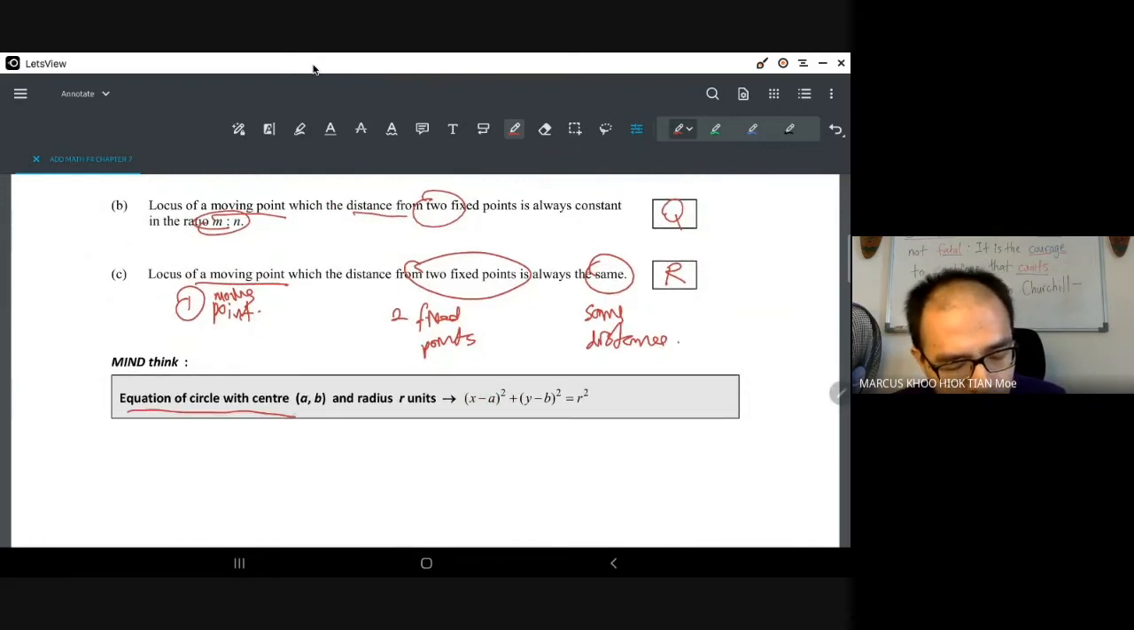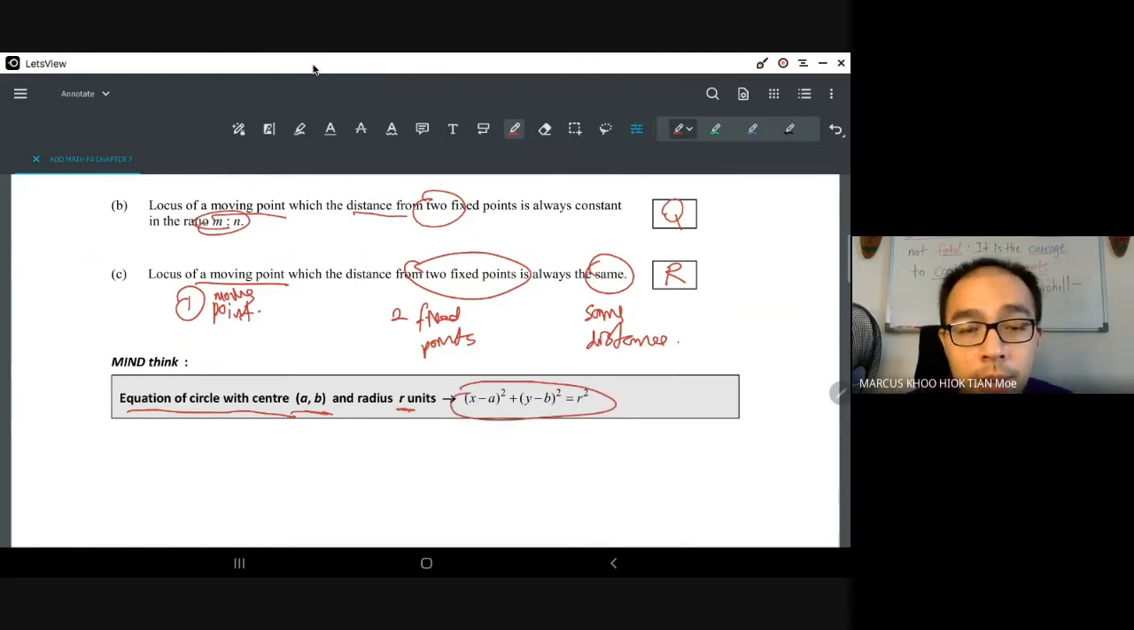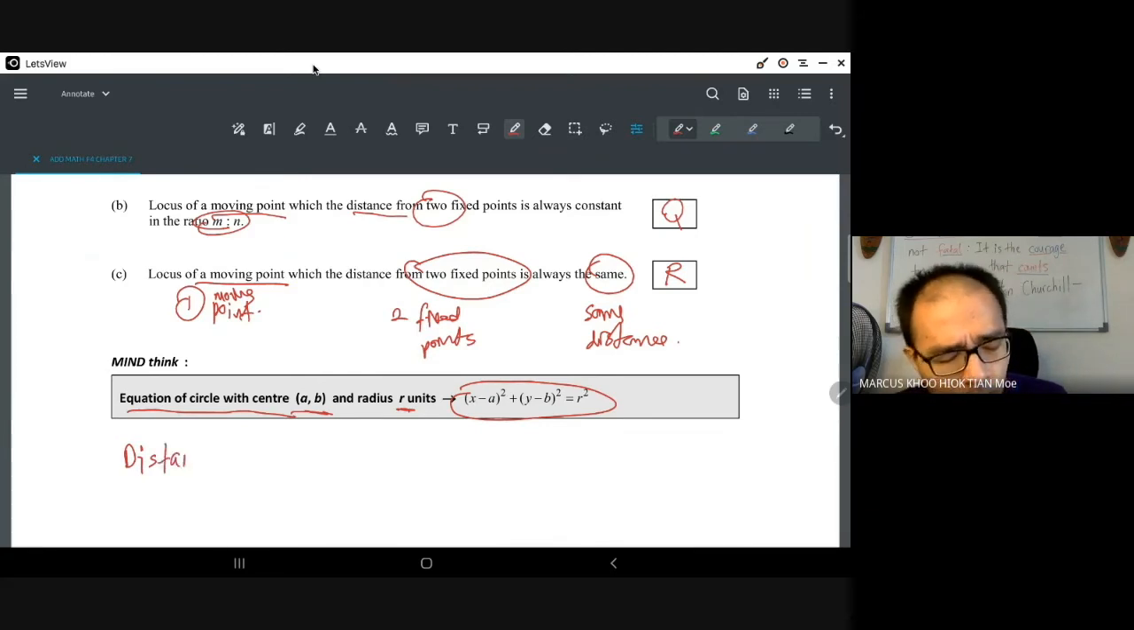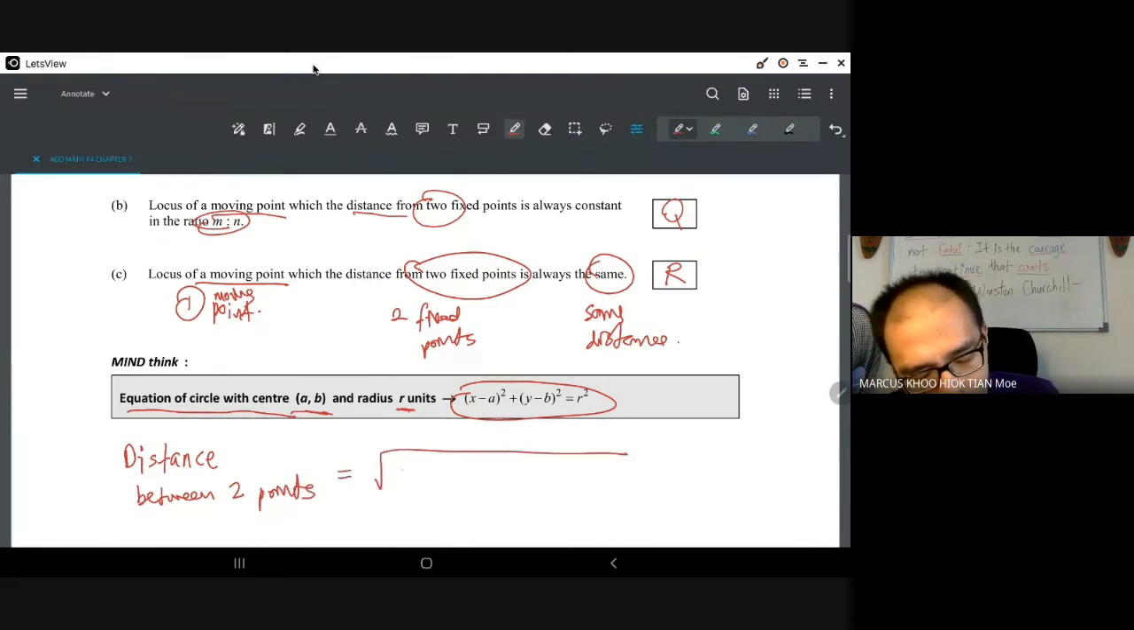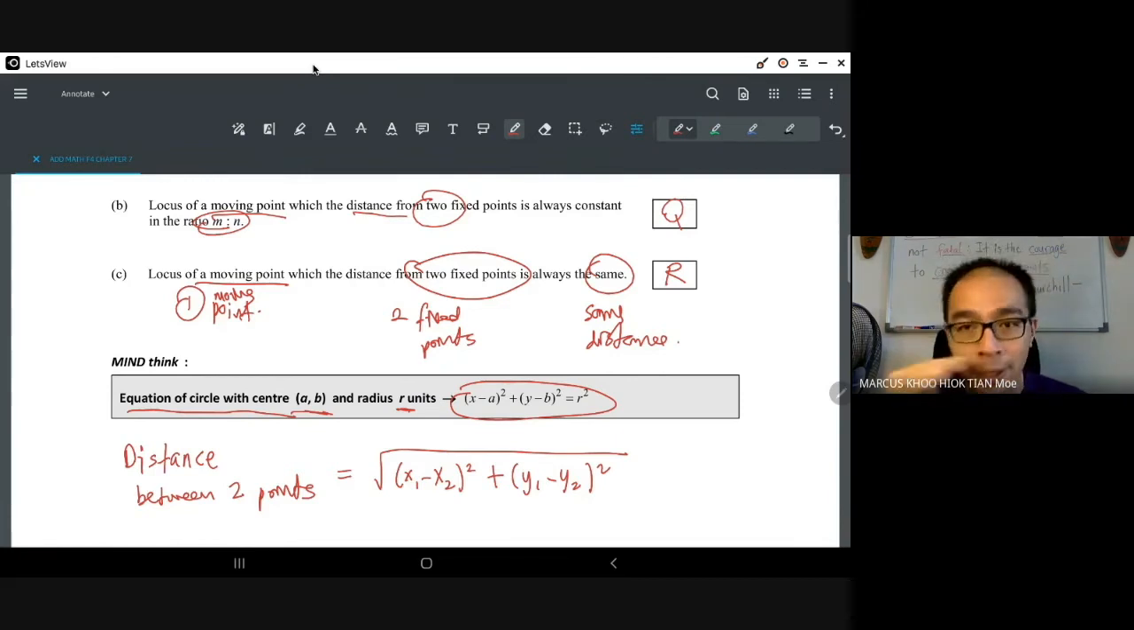The equation of a circle with center (a, b) and radius r is (x - a)² + (y - b)² = r². Whatever it is, let's remember this. The first formula you ever learned in coordinate geometry, way back in form, I don't know what, is the distance between 2 points. The formula for distance between 2 points is the square root of (x1 - x2)² + (y1 - y2)². This is the basic formula that everybody has to know.